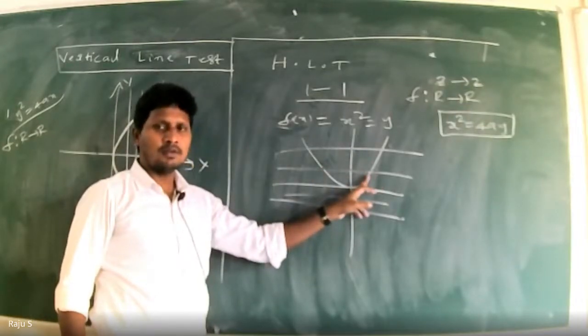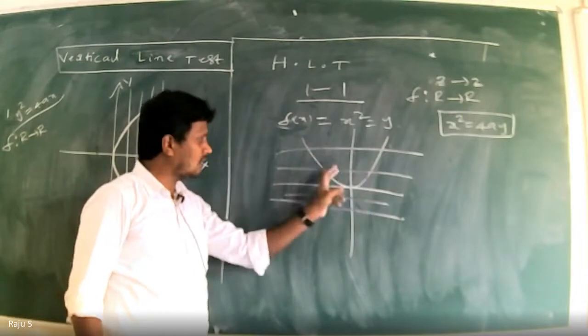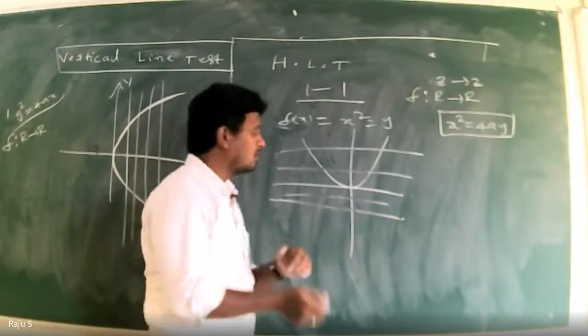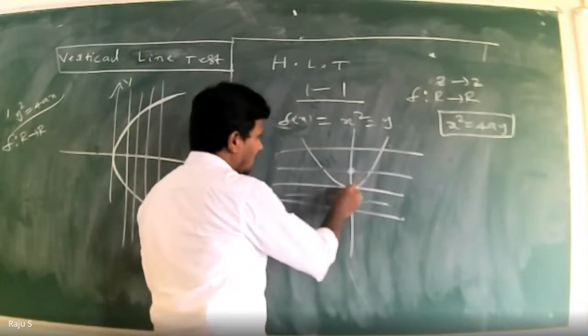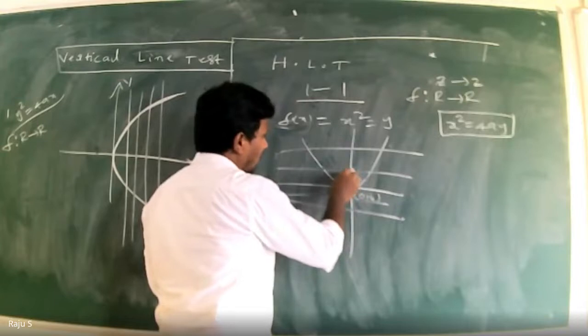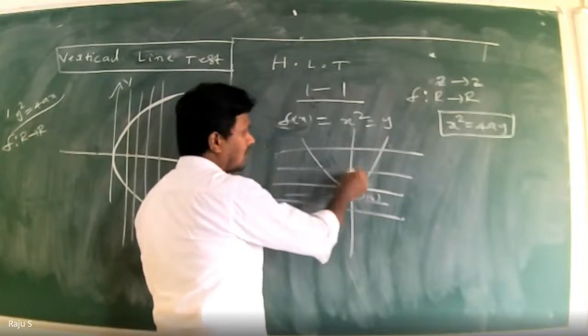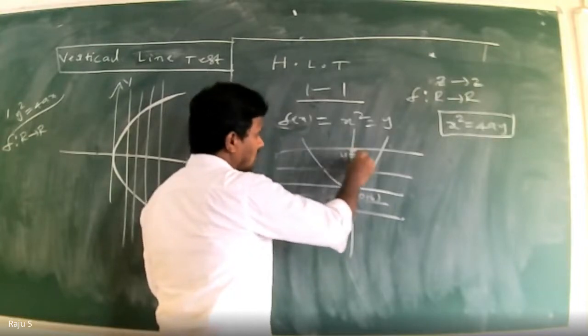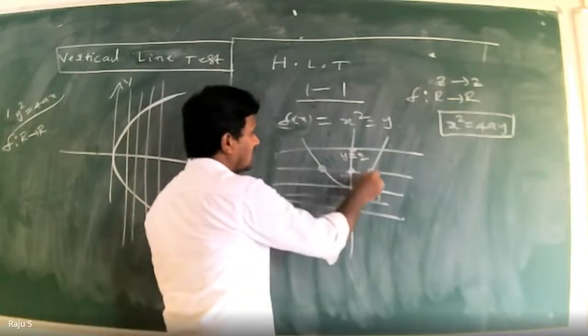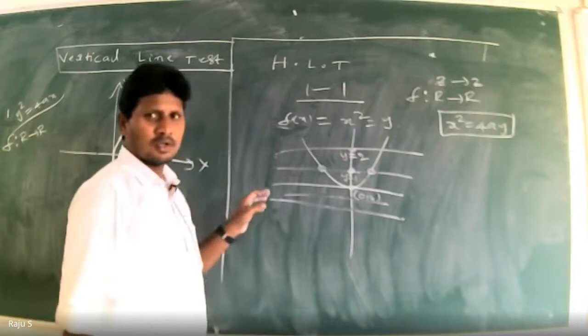How many points? At least one vertical line can intersect more than 1 point. What is the meaning of this? If I take here, this is origin 0, 0. If I take this value y is equal to 1, like 0, comma 1. This point is 0, comma 2, nothing but y is equal to 2. At y is equal to 1, it is having 2 images.